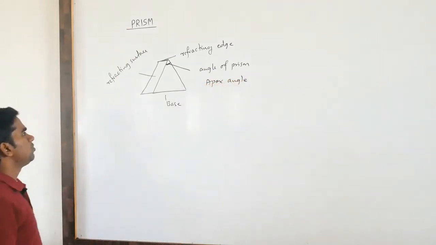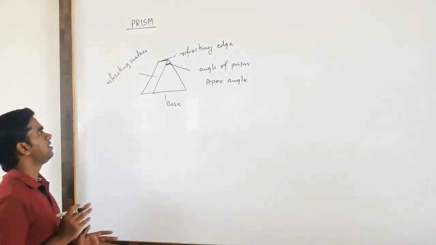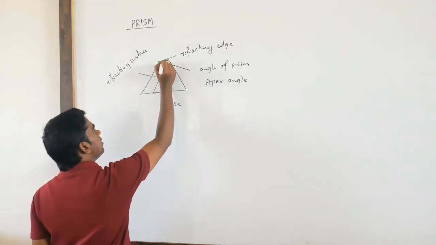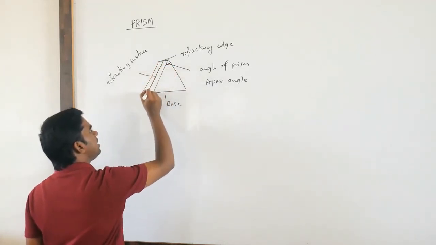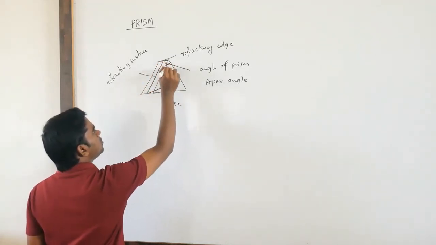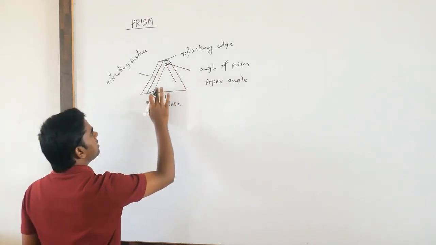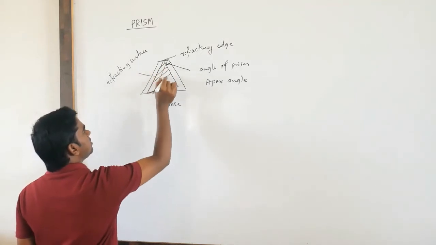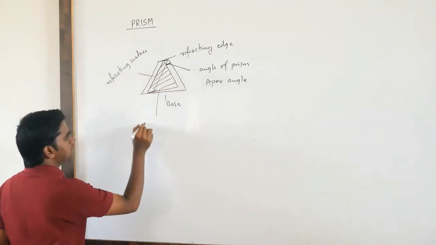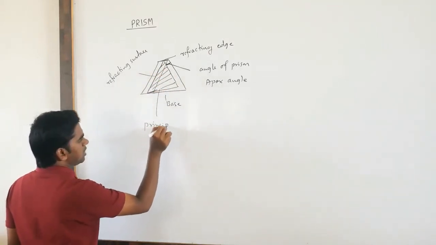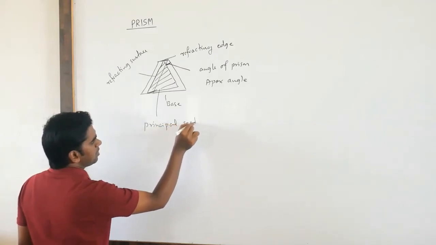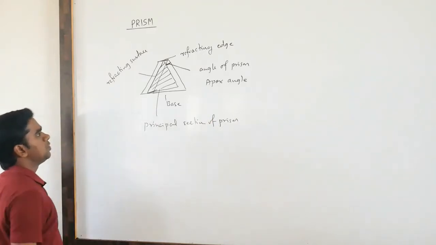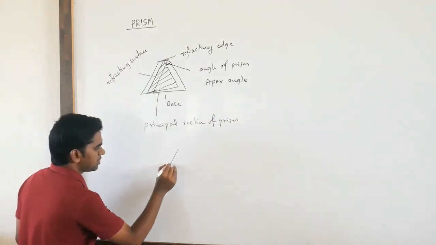Usually in theoretical discussion, we are not going to consider the whole prism. I will take a thin section of this prism, and that is what we call the principal section. So if I take a thin section of this, that is the principal section of the prism. Now I will take the principal section.